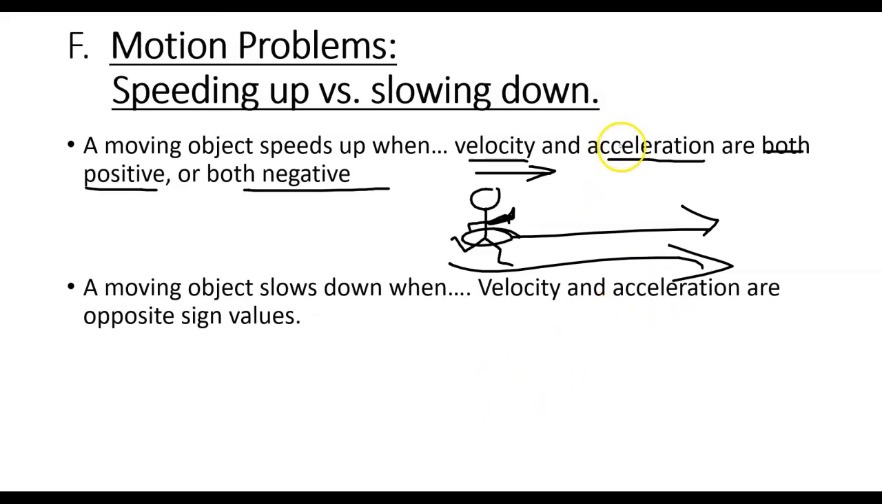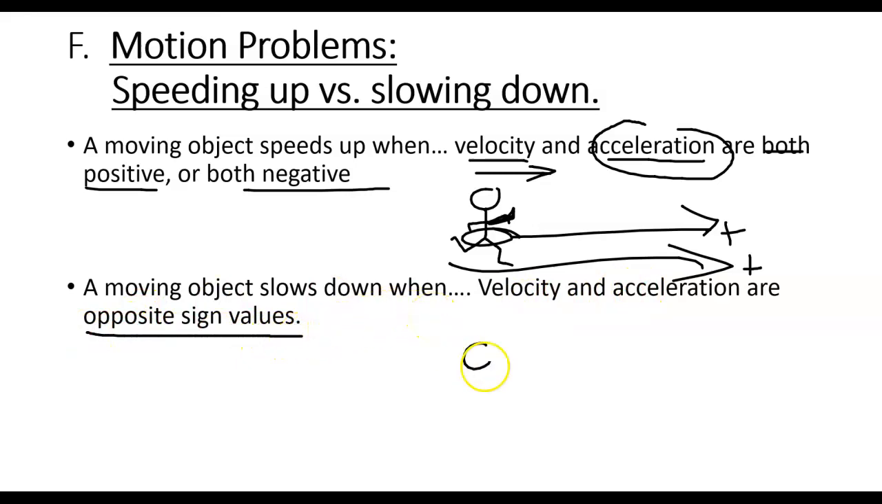Acceleration is like the pull. So if they're pulling you to the right, that would be like a positive acceleration. And if you're running to the right, that's like a positive velocity. So since they're both positive, in other words, they're both going in the same direction, you will speed up. Now, if an object's velocity and acceleration are opposite signs, the object slows down.